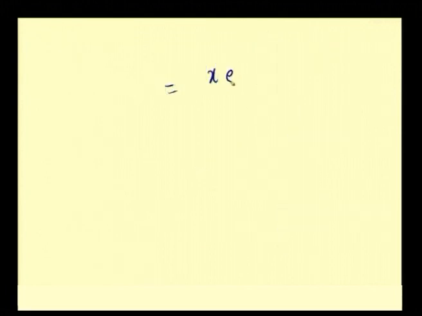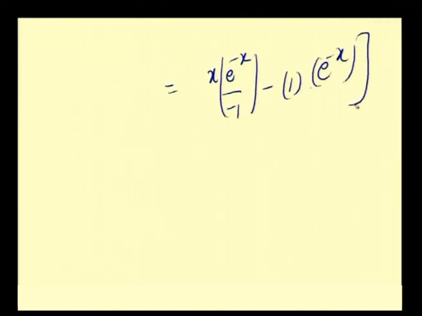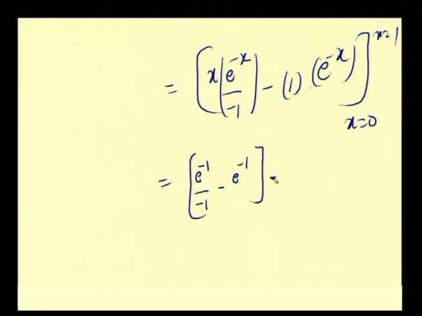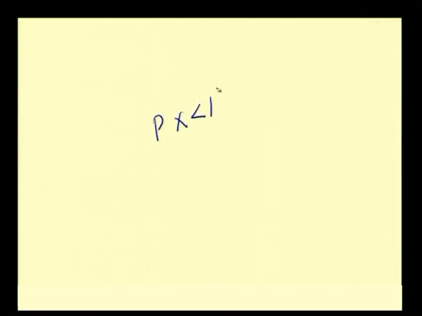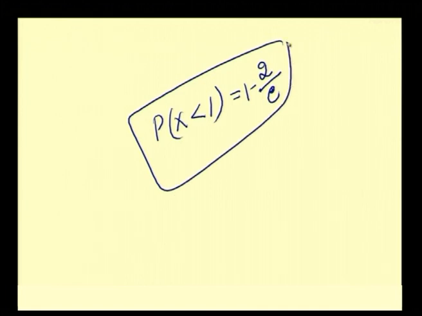Using the UDV formula, x into e power minus x by minus 1 minus e power minus x by minus 1 squared, within the limits x is equal to 0 to x is equal to 1. So, substitute the first limit: e power minus 1 by minus 1 minus e power minus 1. Substituting the next limit: 0 minus e power minus 0. This is minus 2 e power minus 1 plus 1. So, the answer is 1 minus 2 by e. So, the probability that x assumes a value less than 1 is equal to 1 minus 2 by e.